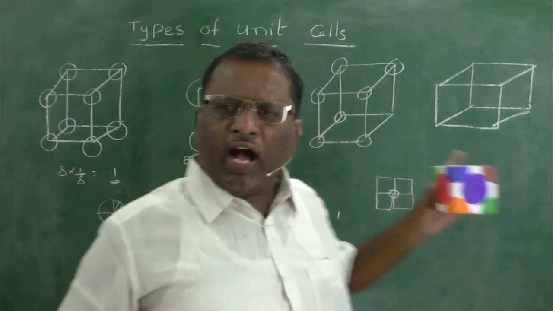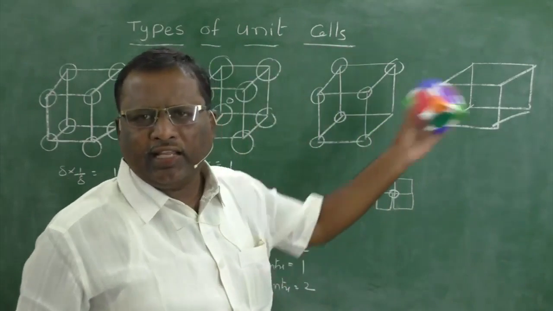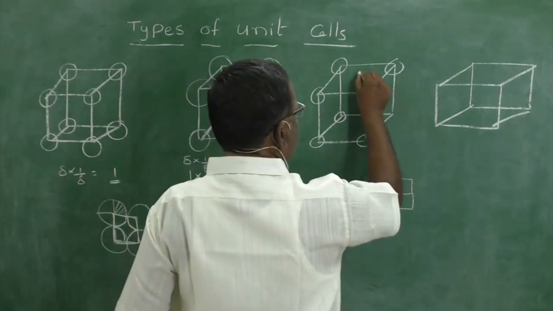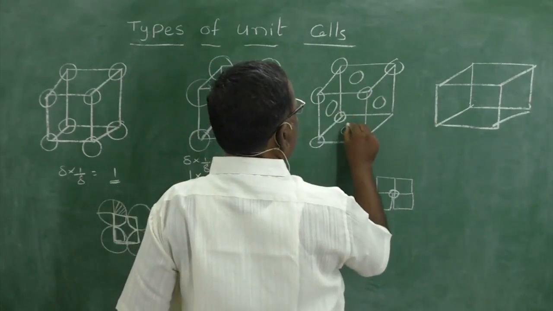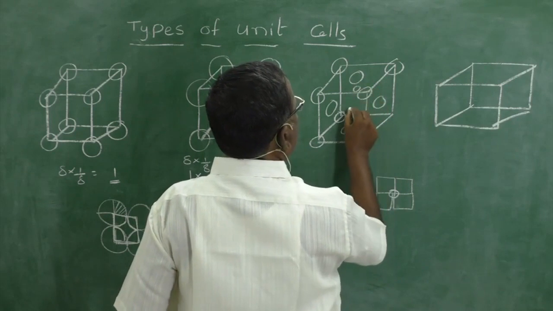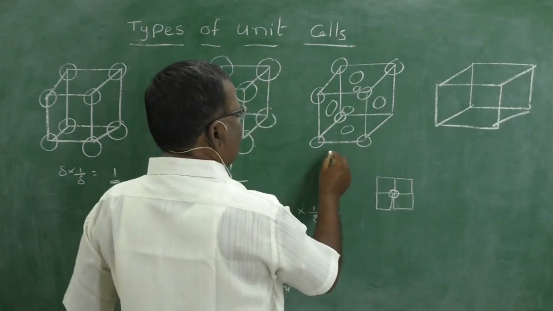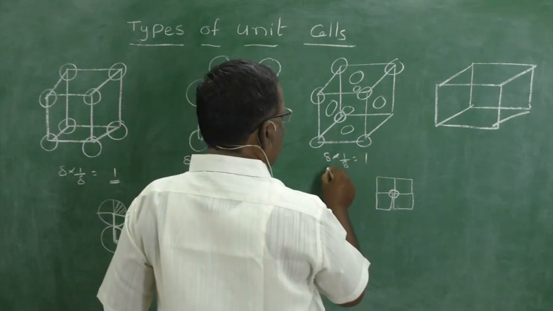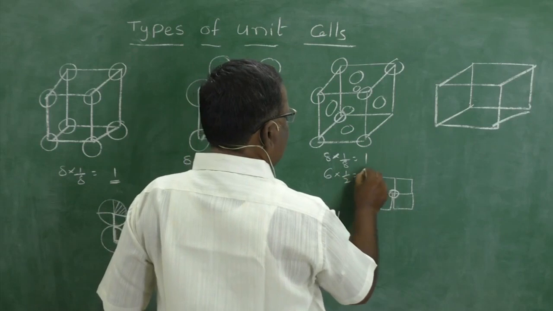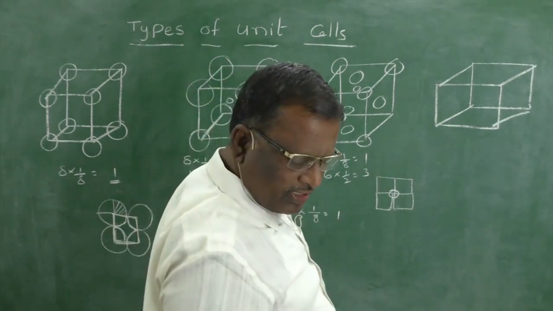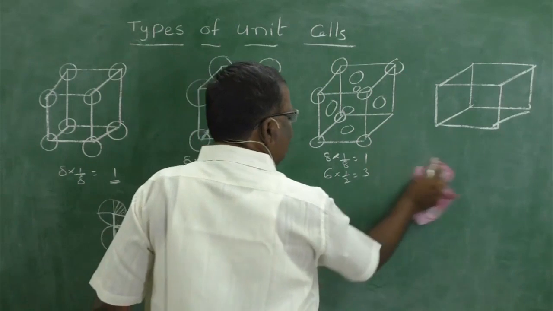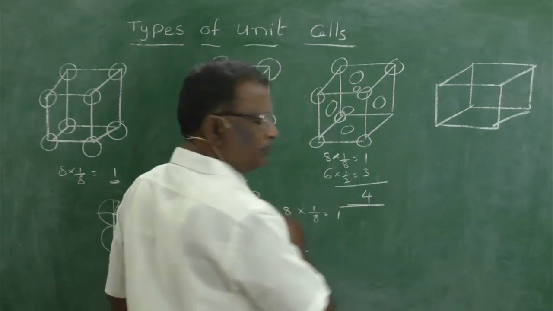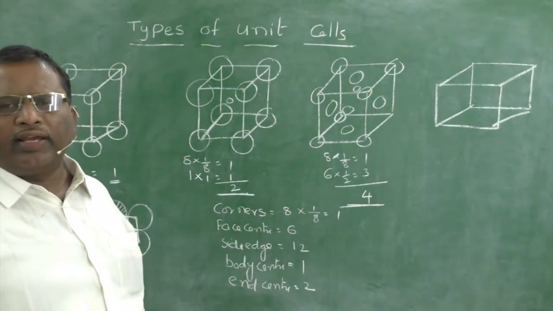So only half belongs to this unit cell and the other half belongs to the next unit cell. So the contribution of a face center atom is half. 6 face center atoms are there. 8 corner atoms, 8 into 1/8 will be equal to 1. 6 into 1/2 is equal to 3. So the total number of atoms present in a face center unit cell is 4. ఈ ఫేస్ సెంటర్లో మనకు 4 ఉంటాయన్నమాట.